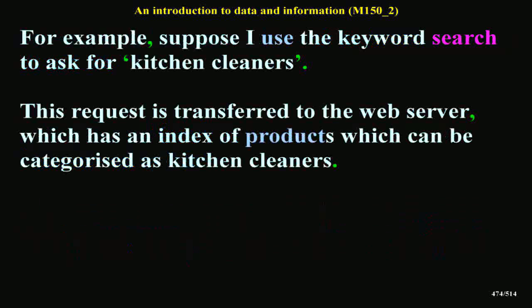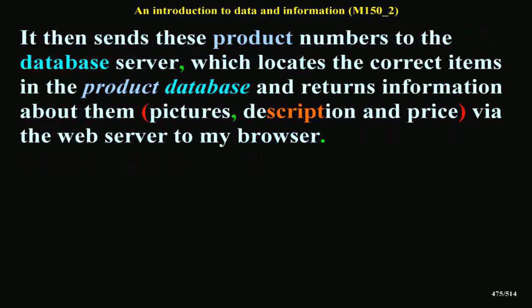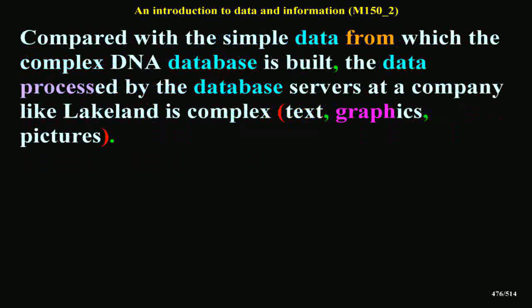For example, suppose I use the keyword search to ask for kitchen cleaners. This request is transferred to the web server, which has an index of products which can be categorized as kitchen cleaners. It then sends these product numbers to the database server, which locates the correct items in the product database and returns information about them, pictures, description and price, via the web server to my browser.